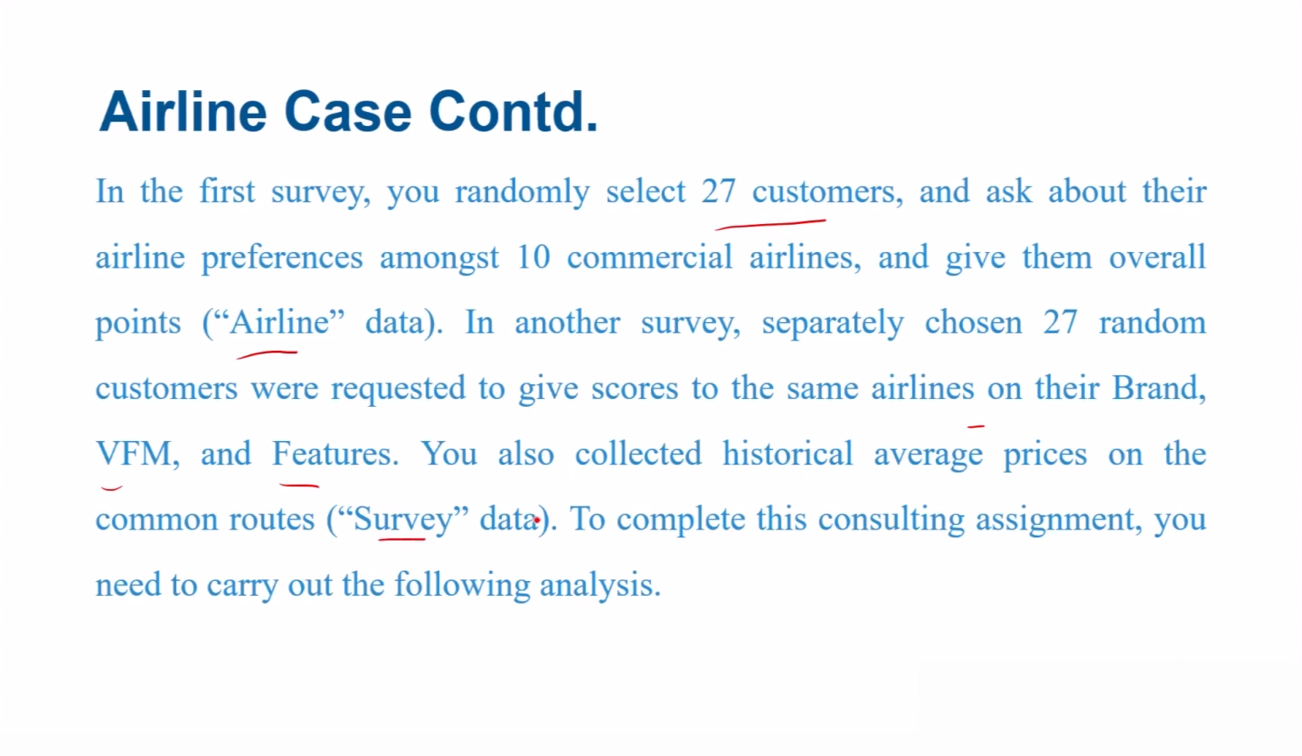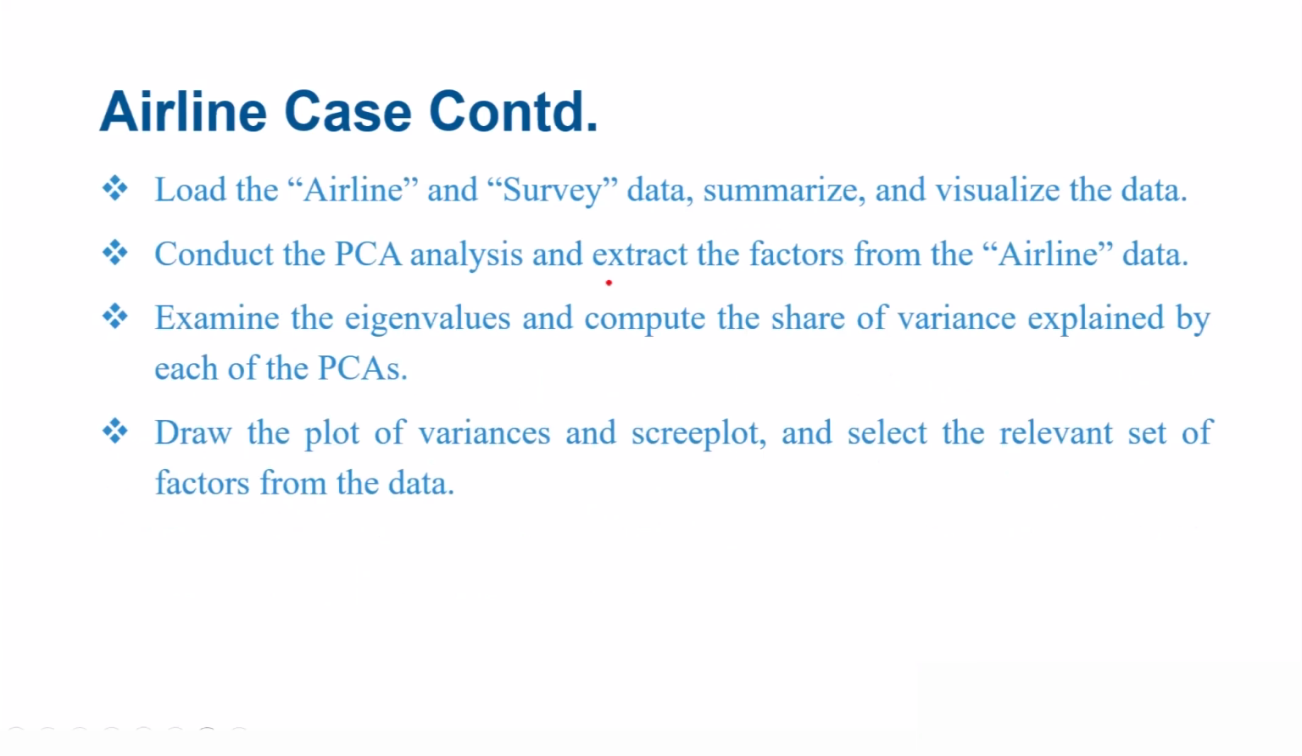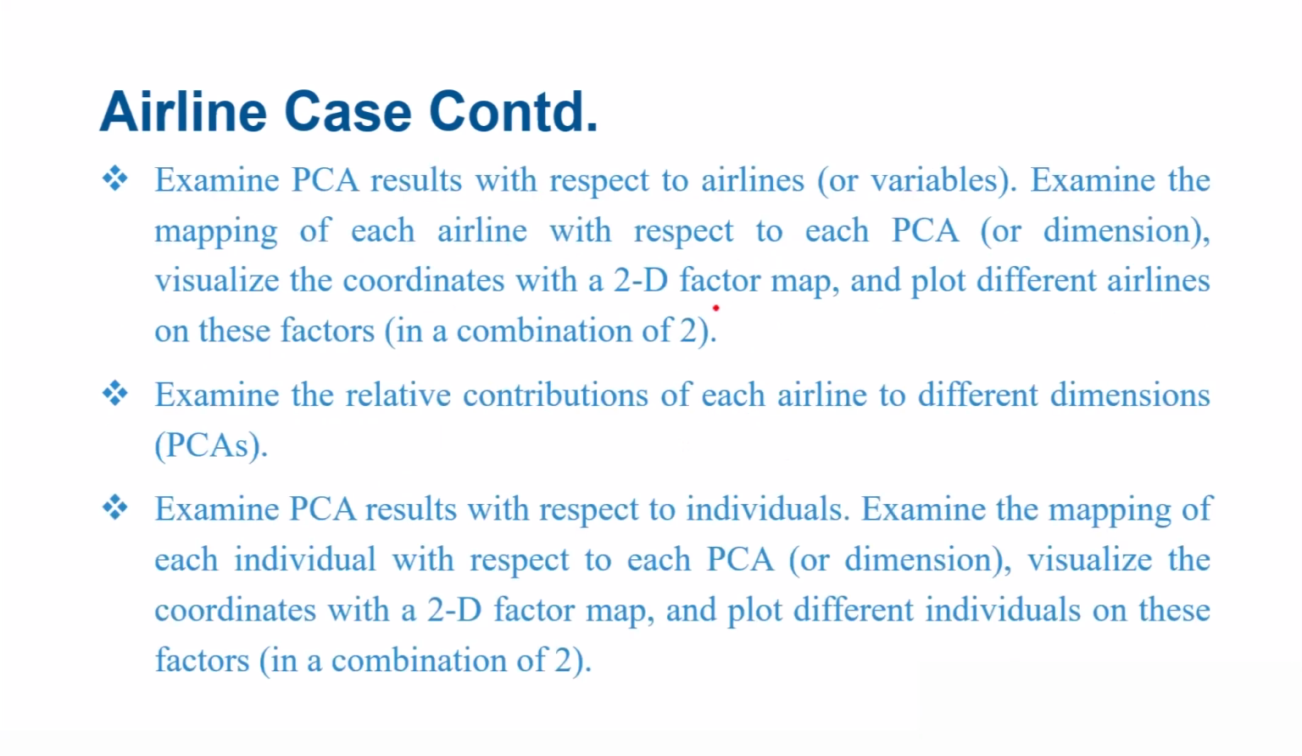Now, to complete this consulting assignment, you need to carry out the following analysis. First, you need to load the airline and survey data, summarize and visualize the data. You need to conduct the PCA analysis and extract the factors from the airline data. Next, you examine the eigenvalues and compute the share of variance explained by each of the PCAs. You need to draw the plot of variances, scree plot, and select the relevant set of factors from the data.